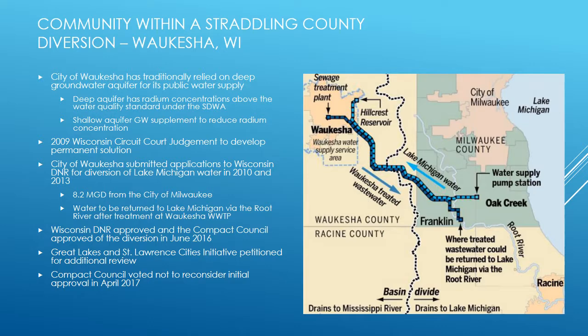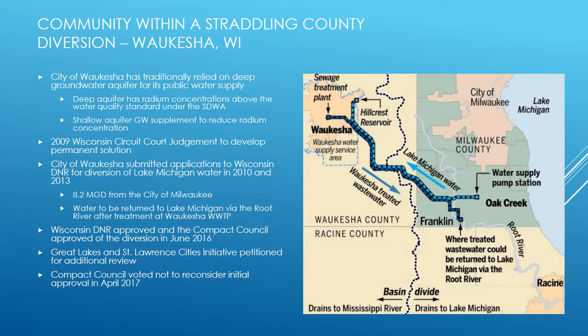Next, I'm going to go over a community within a straddling county diversion case study with Waukesha, Wisconsin. The city of Waukesha has traditionally relied on deep groundwater aquifers for its water supply, and the groundwater supply has radium concentrations above the water quality standard under the Safe Drinking Water Act. As a result, the city of Waukesha has supplemented the water supply by drawing about 5.8 million gallons per day of water from a shallower groundwater aquifer to reduce those radium concentrations.